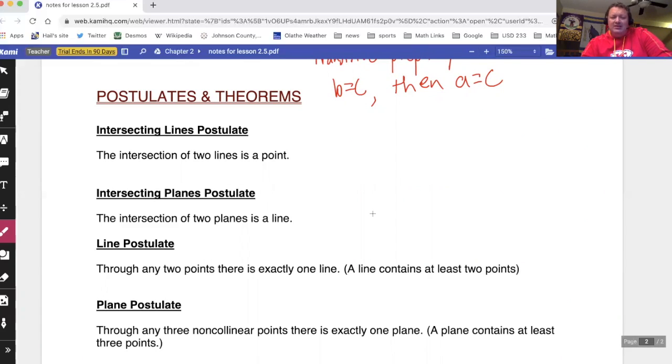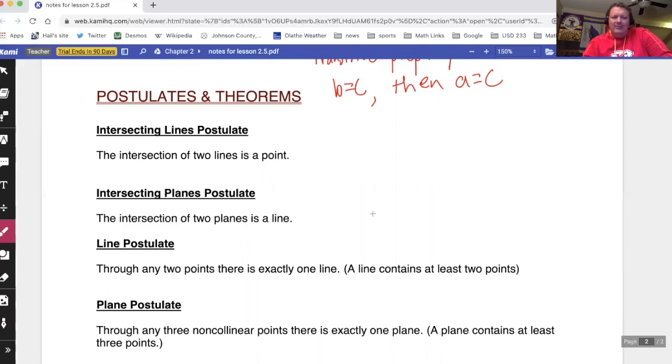All right. Next, the intersecting planes postulate. If two planes intersect, their intersection is always a line. Okay. Imagine two walls meeting in the room that you're in. Where they meet, if they extended infinitely, would be a line.